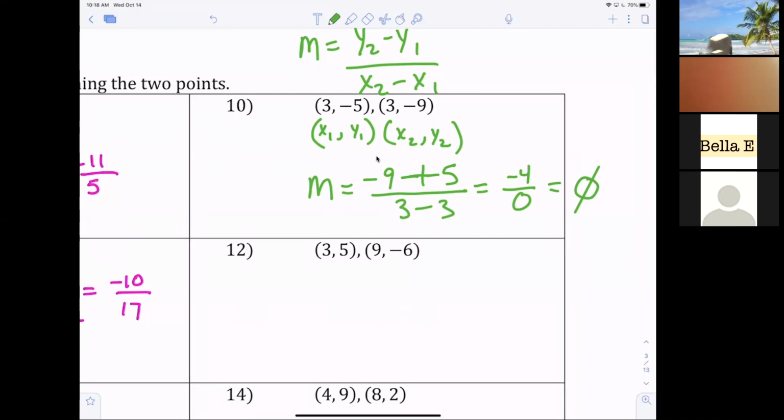All right, and the slope is called undefined. All right, those are facts. Know that. 100%, that's on the test. All right, let's try number 12.